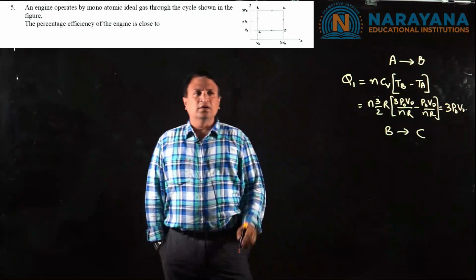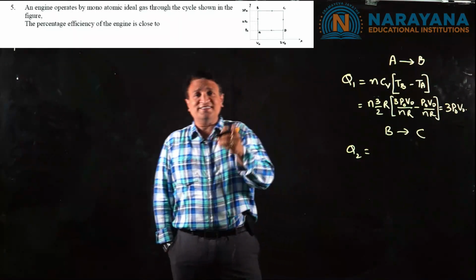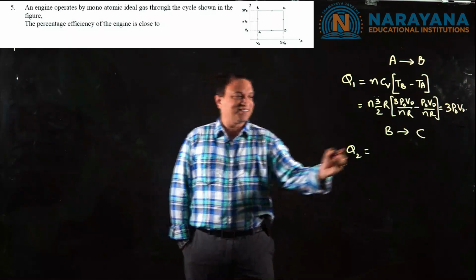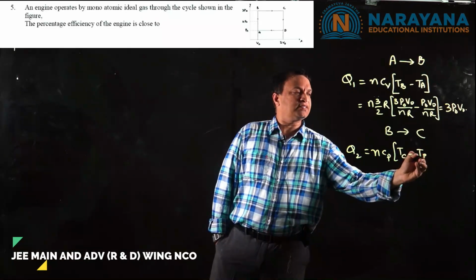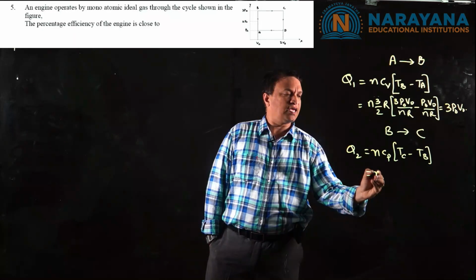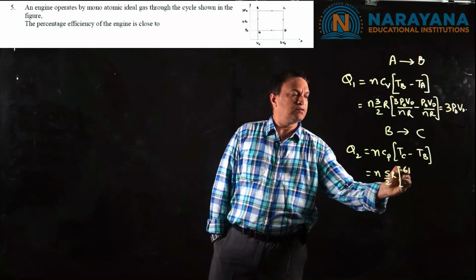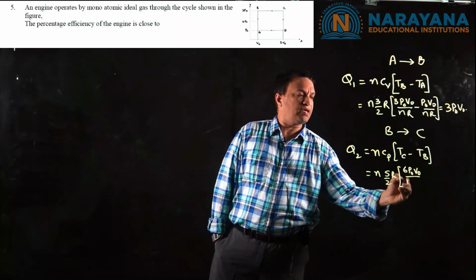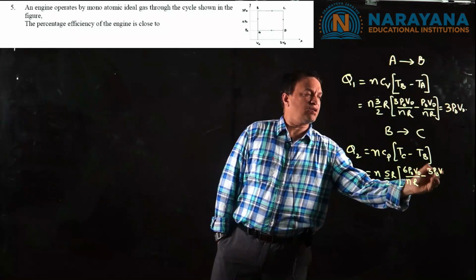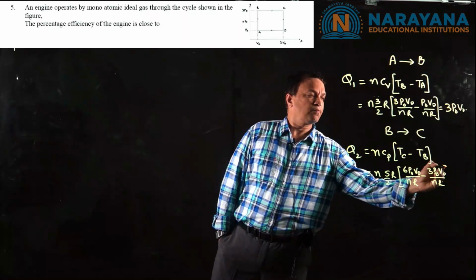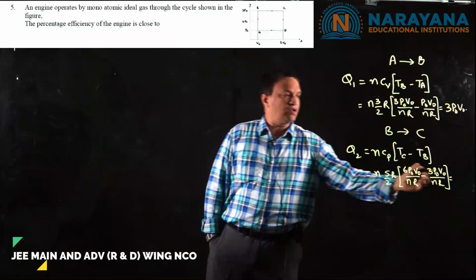Fine. And the second process, Q2, fortunately this is an isobaric process. So n Cp times TC minus TB. In the same way, when you substitute, you will get 6 P naught V naught by nR minus 3 P naught V naught by nR. And this will give you 15 by 2 P naught V naught.